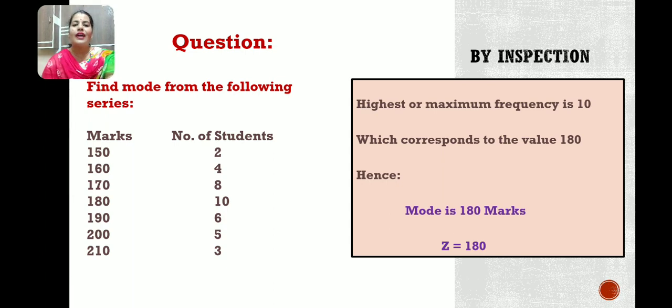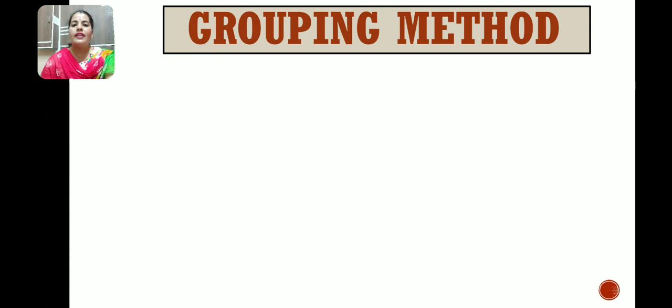Now if you want to solve a question by the grouping method, we will talk about it now. The second method is the grouping method. You can ask one question here: if you can solve a question by the inspection method, which is the easiest one, then why will you use the grouping method? You can raise this question here.